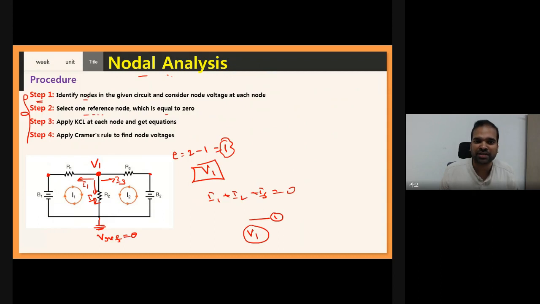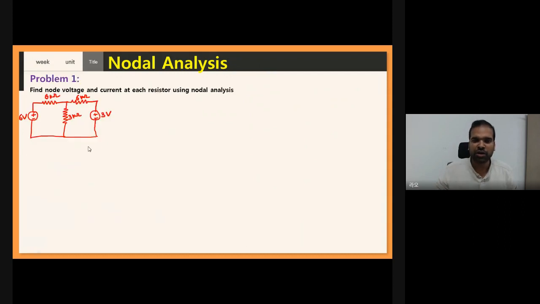So these are my 4 steps. Consider the nodes for the given circuit and consider one reference node which is equal to 0. Now you need to apply KCL at each node, so you will get equations. After getting the equations, you need to apply Cramer's rule to find the node voltages. Now we will solve one problem in order to understand node voltages.